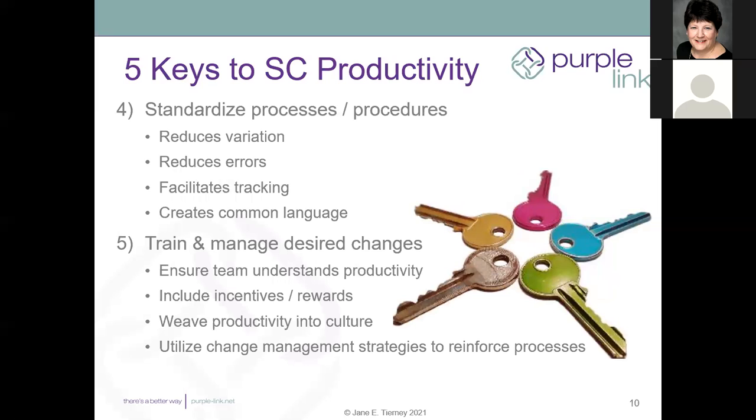The 4th one is to standardize your processes and procedures. This is really important because you need to reduce the variation in your processes. Reducing the variation will improve the productivity, because it's either going to reduce the input or increase the output, or both. So that's a good thing to do.